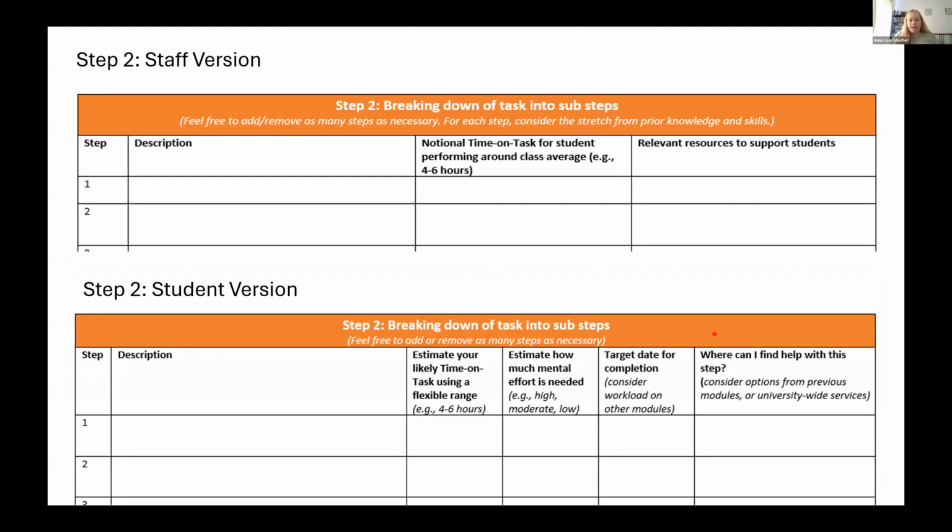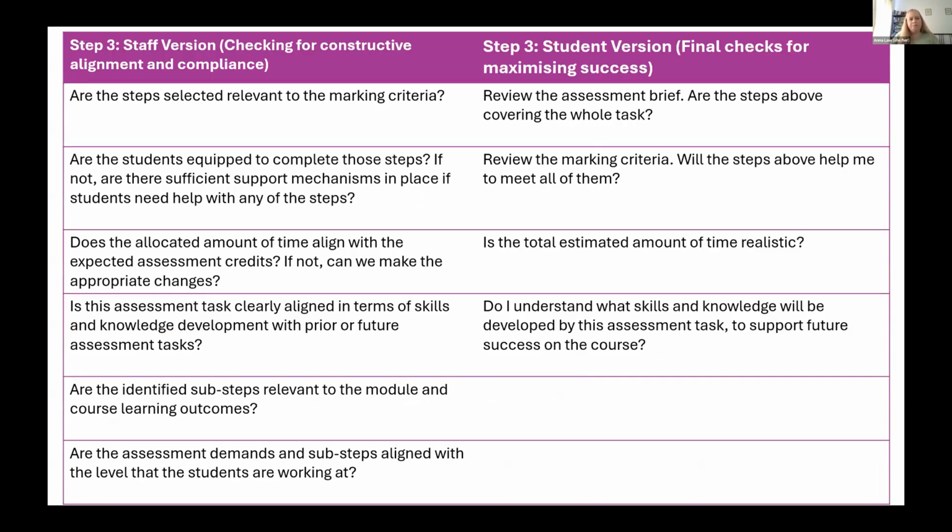For students, they can think about their own individual circumstance and how much time, how much mental effort is likely to be needed for each of the sub-steps in the assessment task. They can think about target dates for completion. This was something that student data from focus groups really emphasised. And they can think about where they would seek support as well. So we have these steps at step 2 where it's all broken down, and this can be something that staff and students work on together collaboratively in a workshop setting, for example.